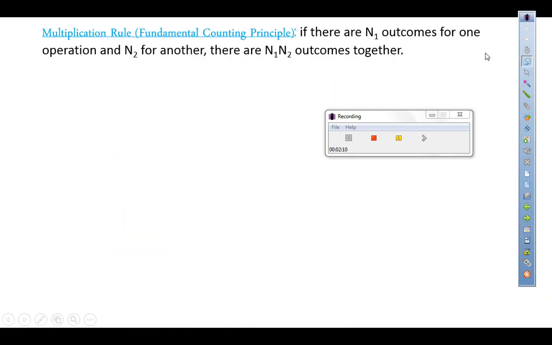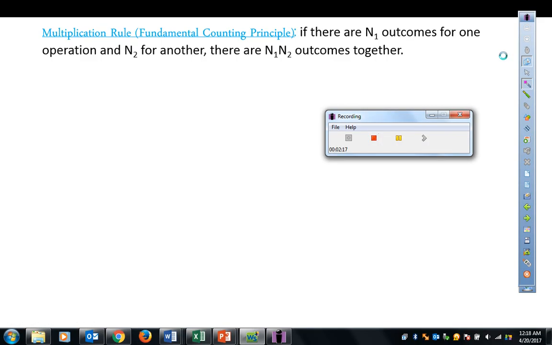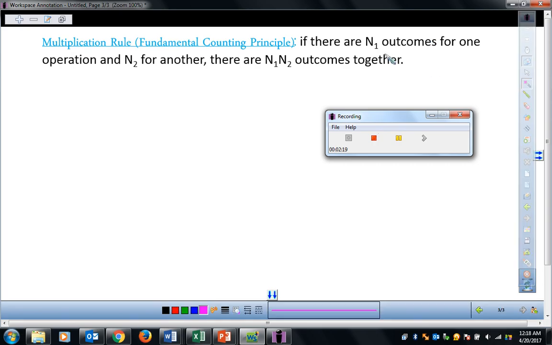But that's what we call the fundamental counting principle, the multiplication rule, and much easier done if you have n sub 1 outcomes for one operation and n sub 2 outcomes for another operation, and there are n sub 1 times n sub 2 outcomes together. The key here is that you are multiplying those possible outcomes together to get your possibility.